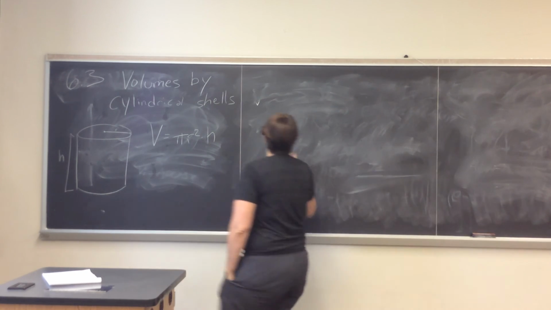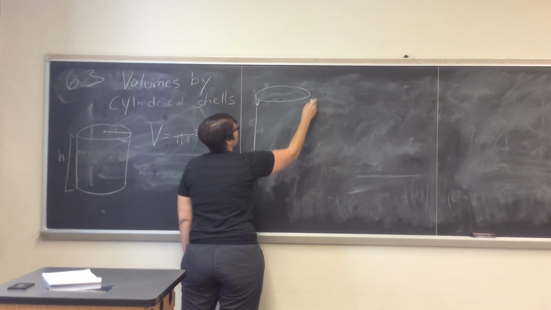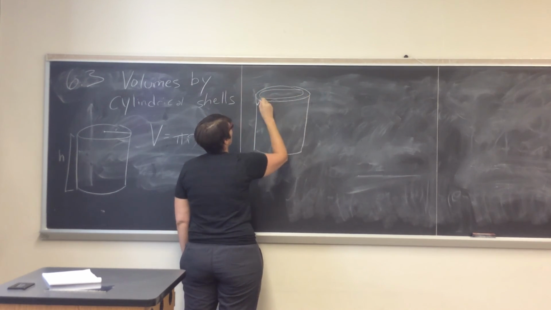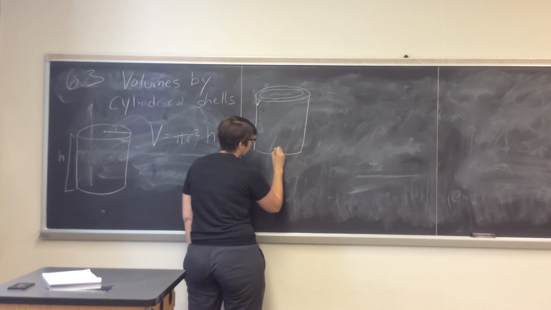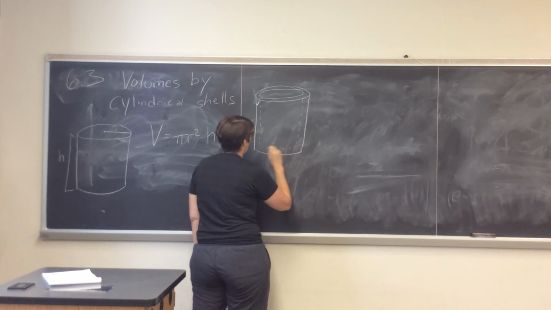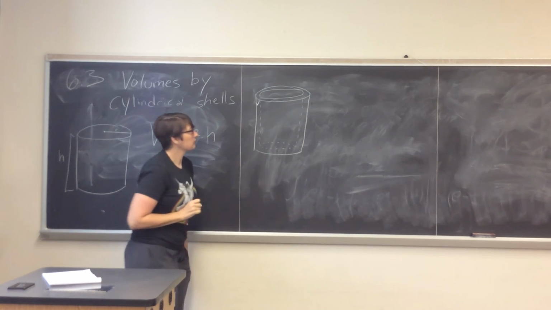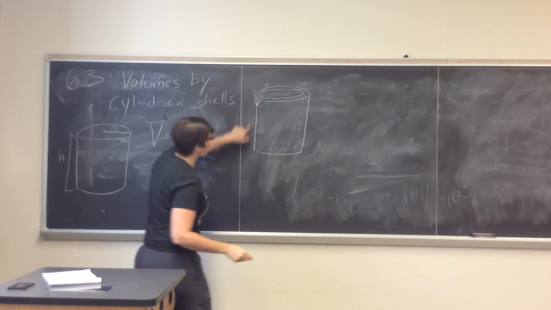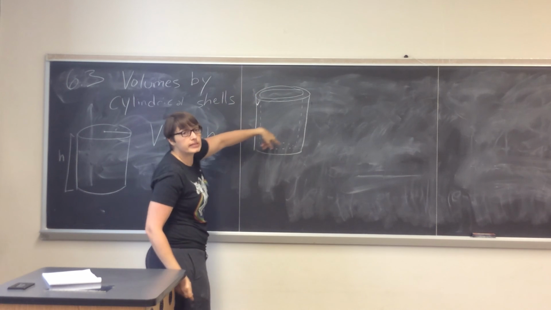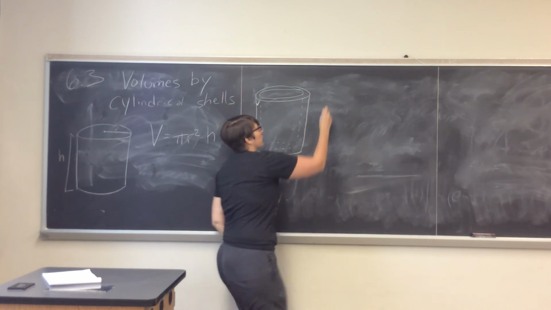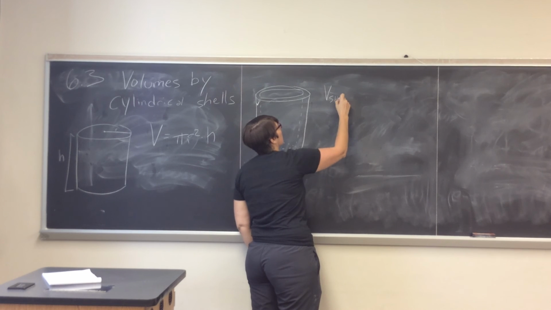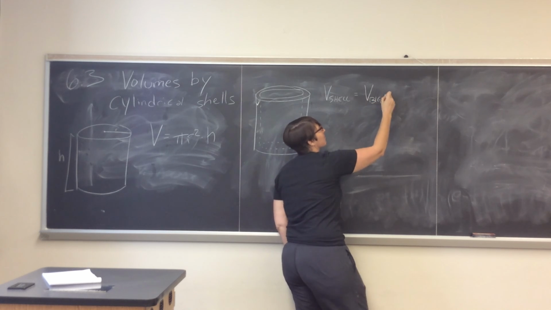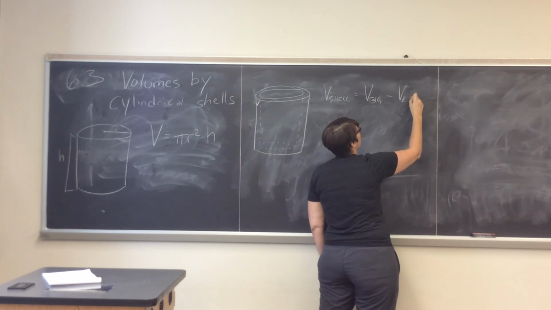So, we have a shell. Let's see if I can draw a shell so it makes sense. Is the picture okay? So let's label some things. We've got the big outside cylinder, and we have the empty inside cylinder. So the volume of the shell is going to be the volume of the big cylinder minus the volume of the little cylinder.